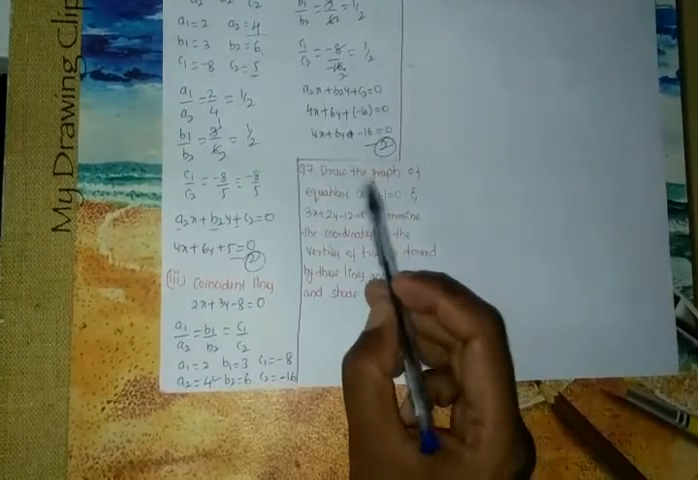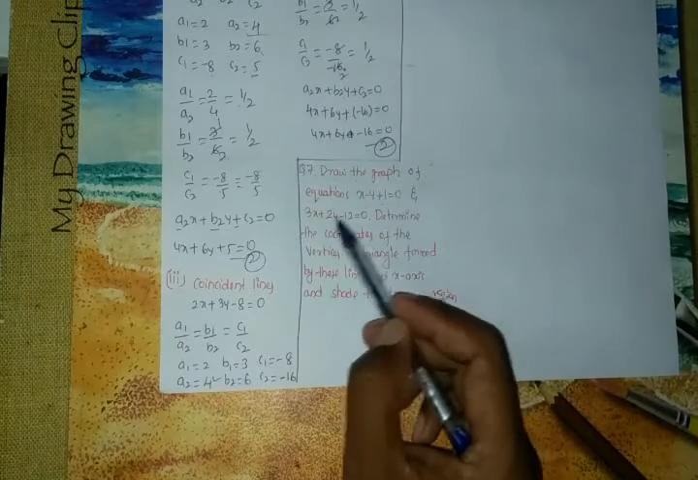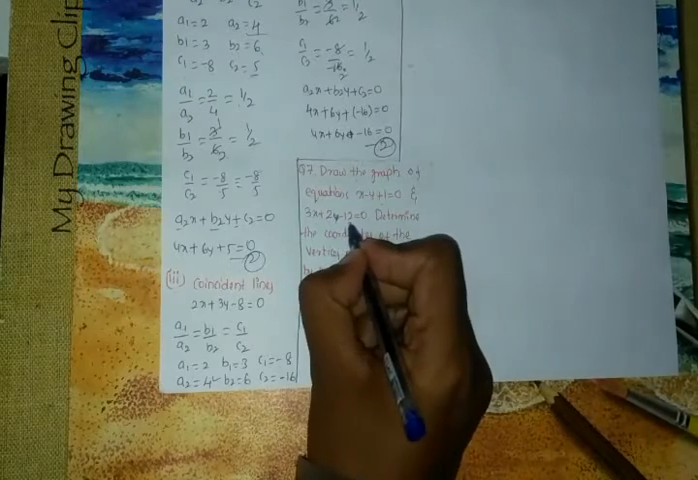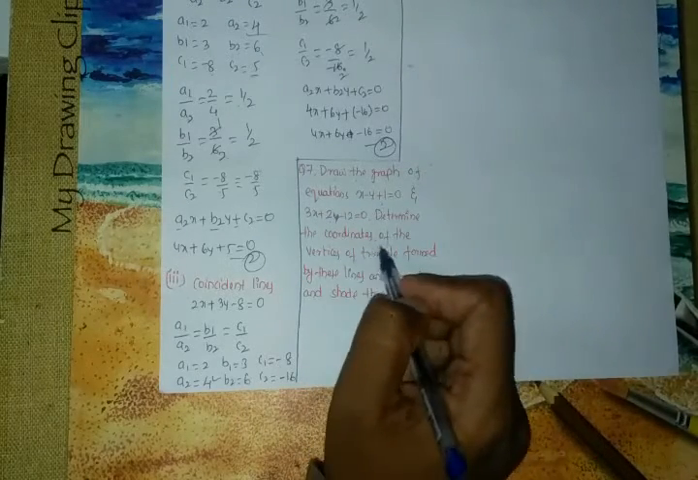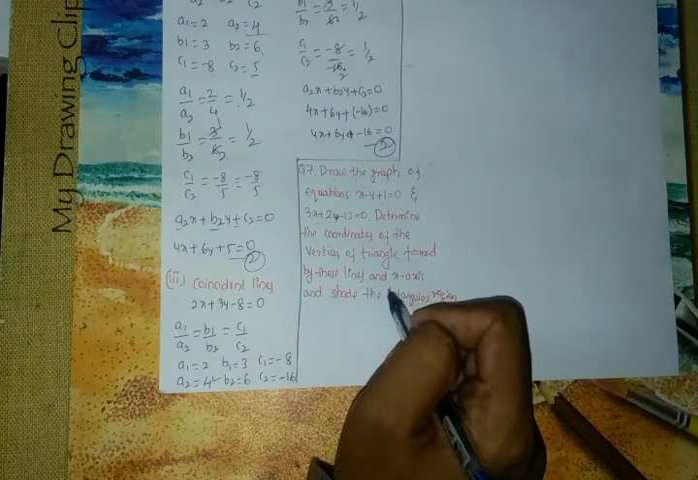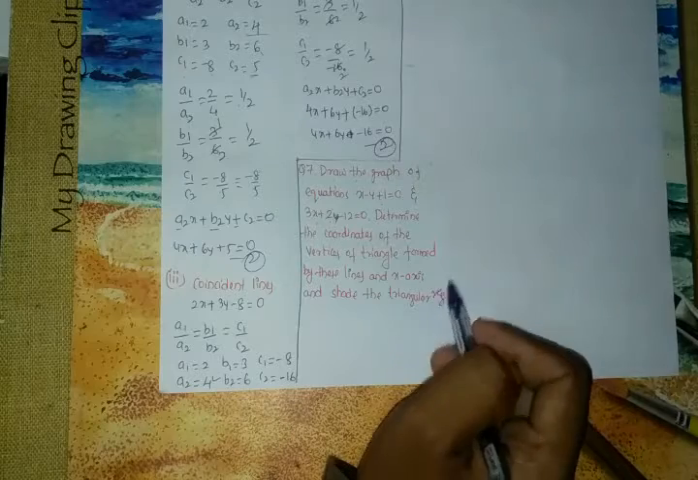Question number 7. Draw the graph of equations x minus y plus 1 equals to 0 and 3x plus 2y minus 12 equals to 0. Determine the coordinates of the vertices of the triangle formed by these lines and x-axis and shade the triangular region.